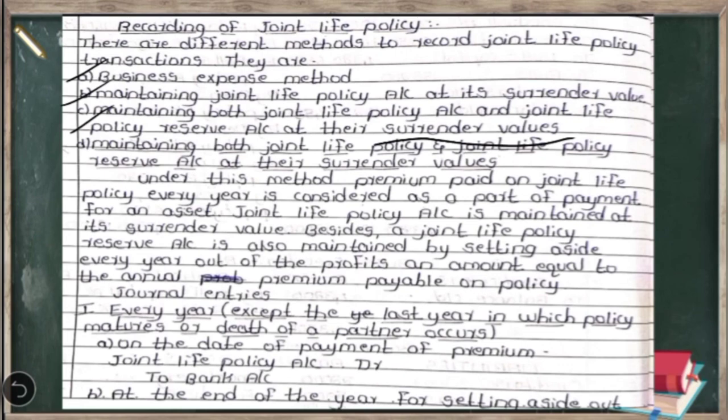Policy is not maturing, but the firm is surrendering the policy to the insurance company. At that time, what is the amount they would get? Okay, so that is called surrender value. So under this method, they are going to maintain 2 accounts.